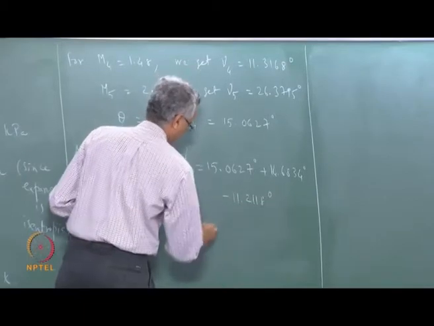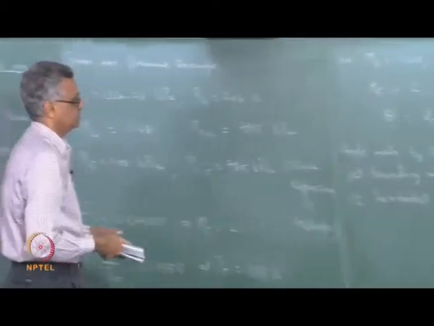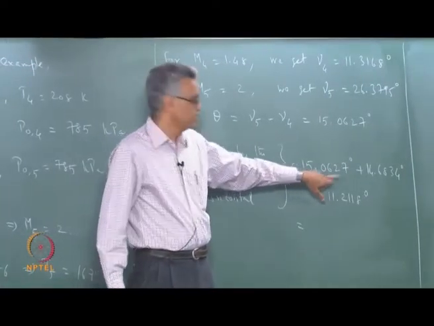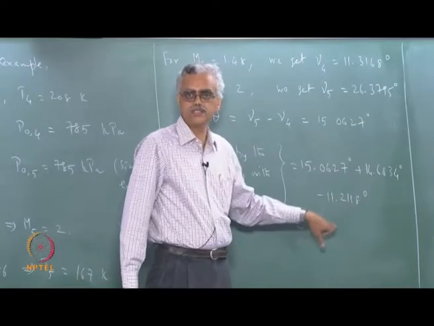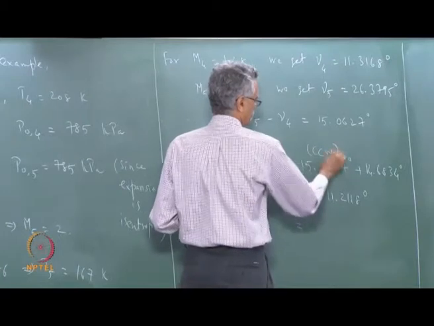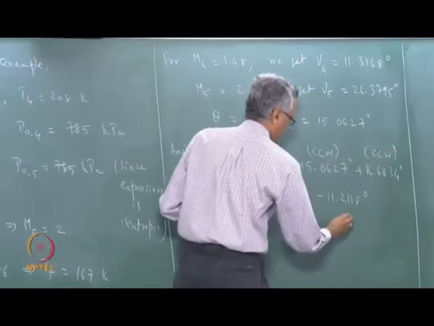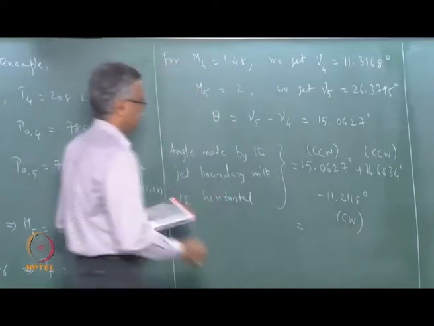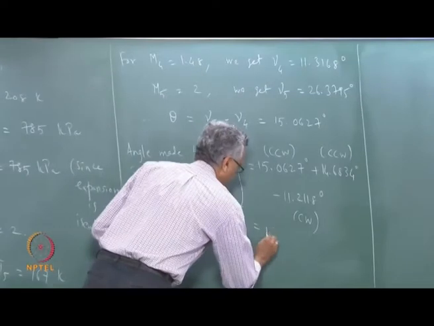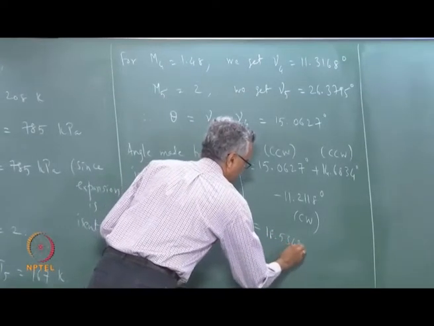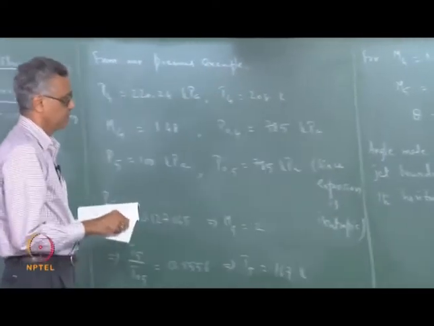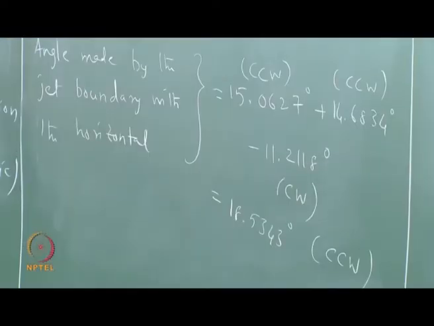So, these are numbers that we have taken from our previous example. Remember, this is turning in the counterclockwise direction, this is also turning in the counterclockwise direction, this is turning in the clockwise direction. So, if I calculate the algebraic sum, I get this to be 18.5343 degrees counterclockwise. That is the angle that the edge of the jet makes with the horizontal.